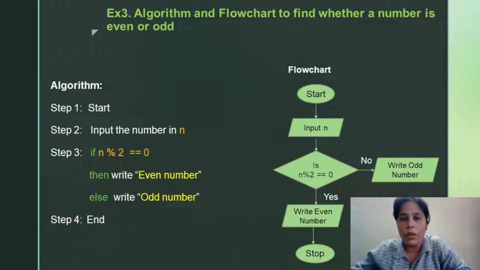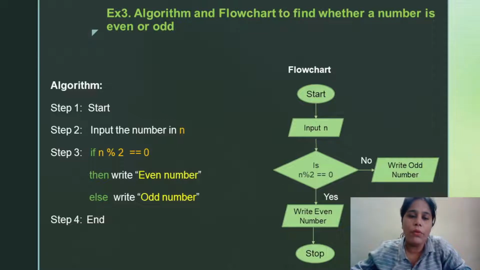This is one more example for algorithm and flowchart to find whether a number is even or odd. For checking whether a number is even or odd, we have to divide or find the modulus of that number. First, the number is taken in this variable n, then it is n mod 2, that means it will give the remainder. If the remainder is 0, that means the number is even, or if the remainder is not equal to 0, then the number is odd. And here I have used if then else.